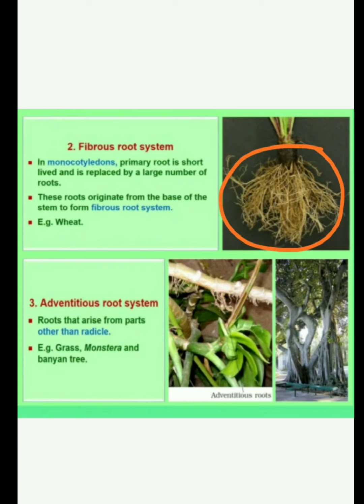Now we have the last kind of root system, that is the adventitious root system. These are roots that arise from parts other than the radical. As I told, in the embryo we have radical and plumule. From the radical, roots will arise. If they arise from the radical, they will be included under taproot and fibrous. But if they arise from any part other than the radical, they will be considered an adventitious root system. Such a system is seen in grass, monstera and banyan tree.